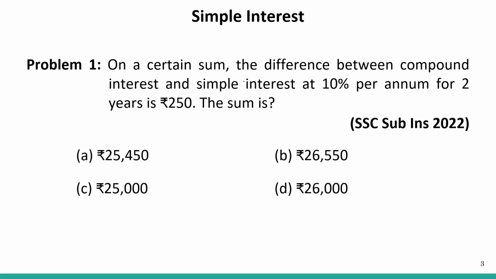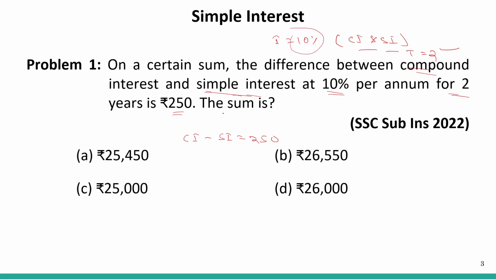On a certain sum, the difference between the compound interest and simple interest is given at 10% per annum. So the difference is CI minus SI, that is equal to the interest at 10% per annum. The interest rate is R equal to 10% for both CI and SI, for 2 years, so T is given as 2. The given difference is 250.